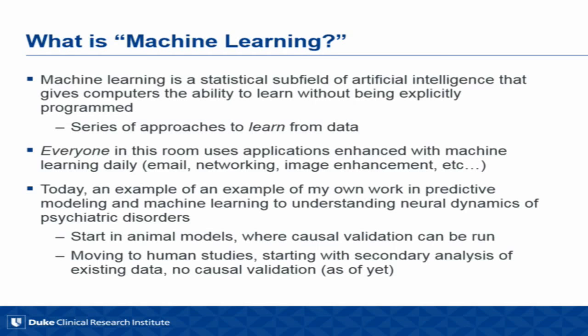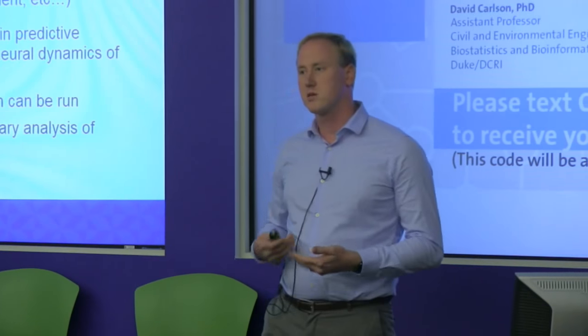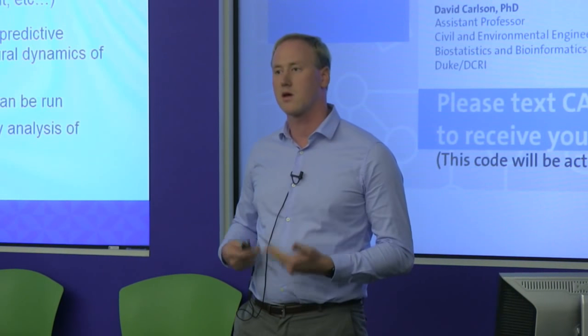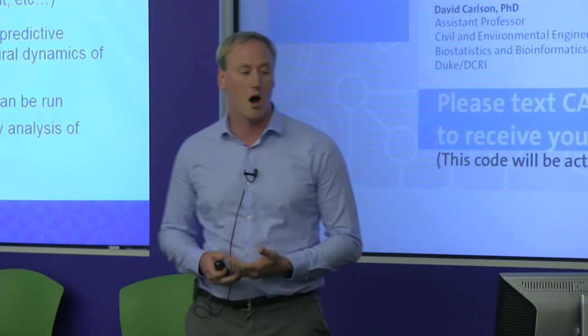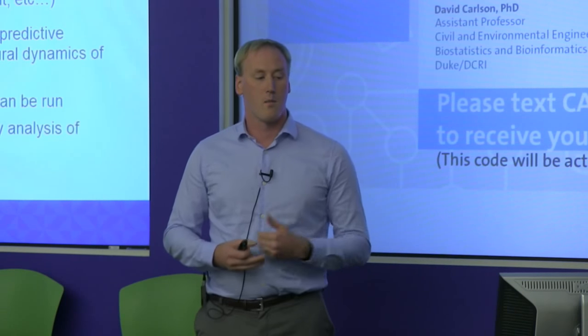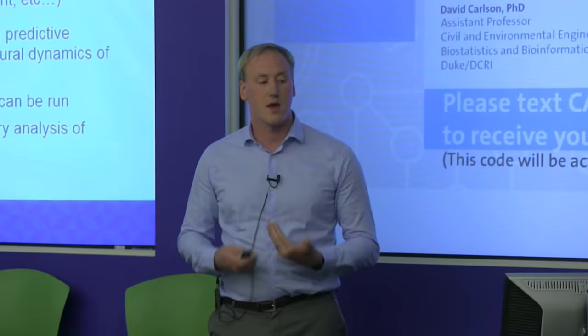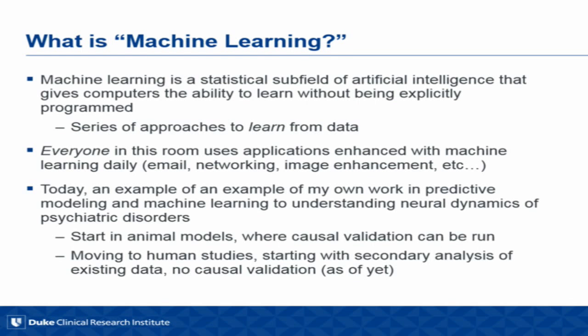I think at this point, everyone has some idea of what's going on in machine learning. I don't think you can open up any big newspaper recently and not see an article on some sort of machine learning application. But just to make sure that we're all on the same page, I wanted to give an operational definition of what's going on. One of the definitions that's commonly used is that machine learning is a statistical subfield of artificial intelligence that gives computers the ability to learn without being explicitly programmed.